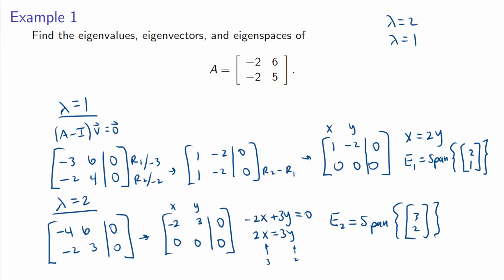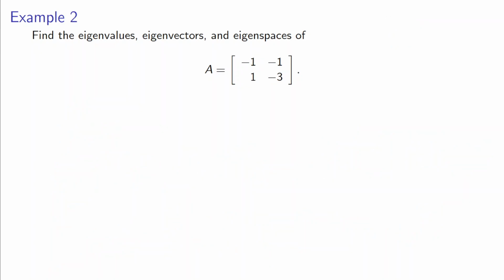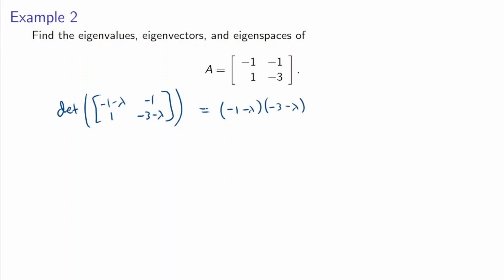But as we're starting these examples, something worth pointing out. Let's check out the next example here. Again, we're going to be looking for solutions to the determinant of A minus lambda I equals 0. So the determinant of -1 minus lambda, -1, 1, -3 minus lambda. So it'll be a -1 minus lambda times -3 minus lambda, and then a +1.